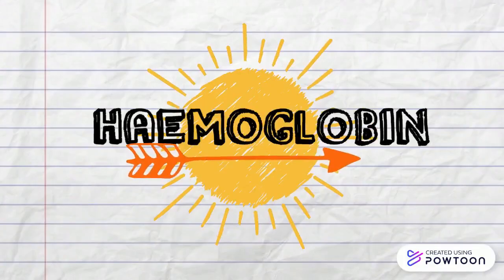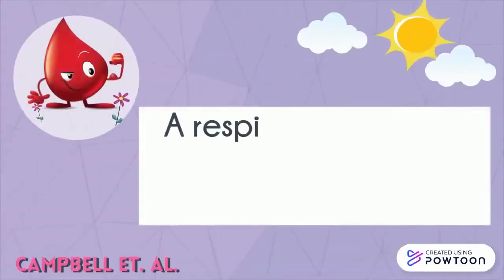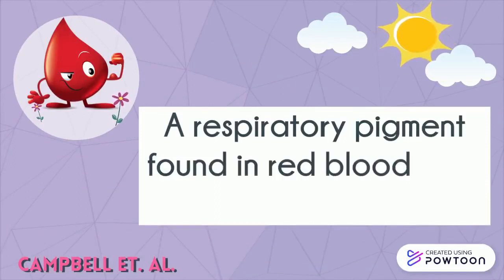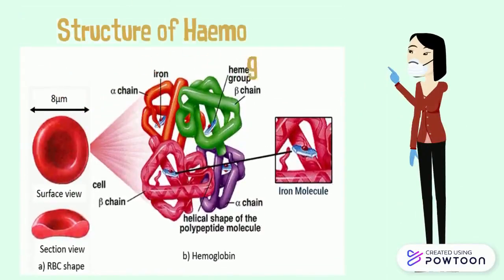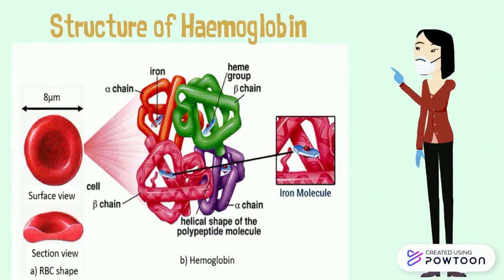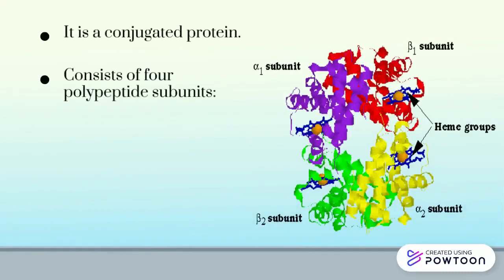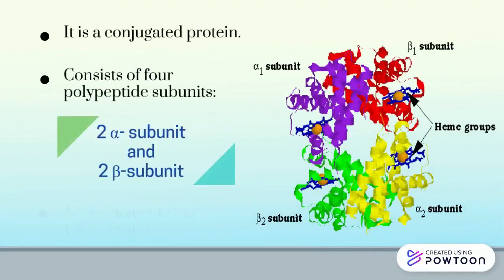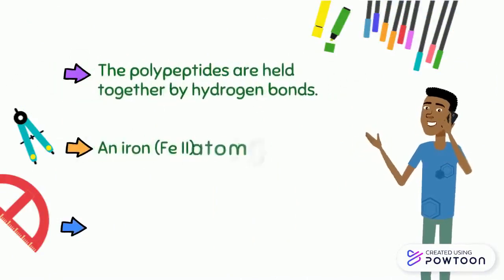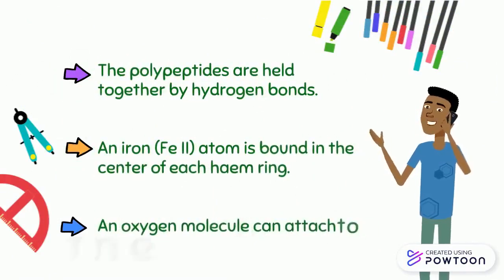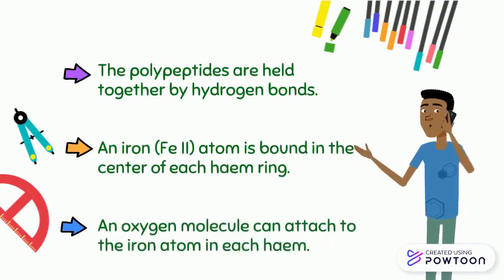Next, what is hemoglobin? Based on Campbell, hemoglobin is a respiratory pigment found in red blood cells. Hemoglobin is a conjugated protein that is responsible for transporting oxygen and carbon dioxide. It consists of 2 alpha subunits and 2 beta subunits, and each of them is attached to a heme group. These polypeptides are linked by hydrogen bonds with an iron atom located at the center of each heme ring. The iron atom will act as the oxygen attachment site.